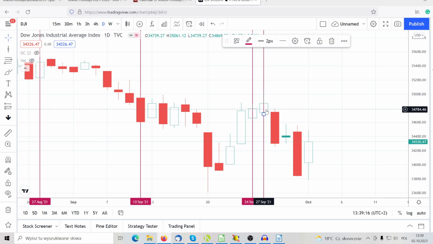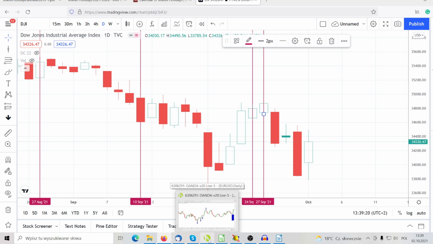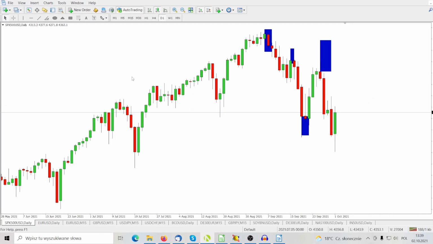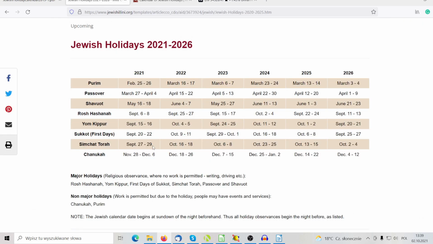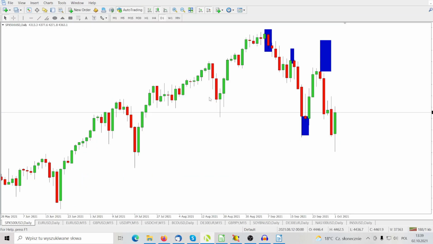Let me just show you. There is another interesting one. I have already prepared my chart on Standard & Poor's over here, and I marked these dates. These blue rectangles show these dates. So let's start from here. This date, as you know, is the 27th of September. Look, 27th of September, 27-29, it's marked over here, yeah?